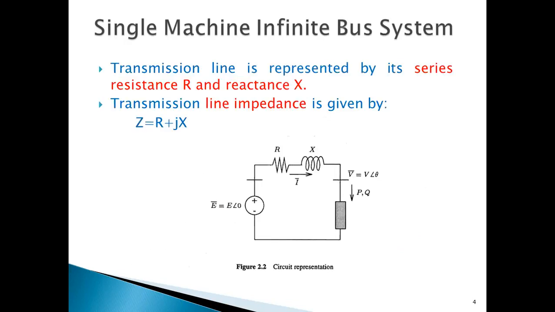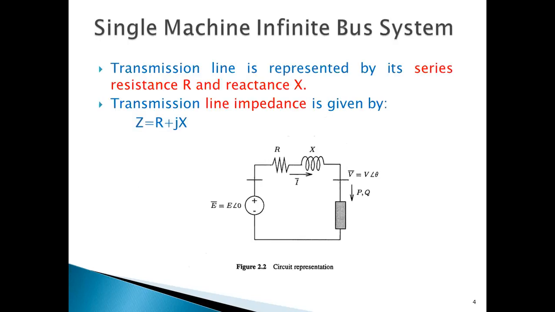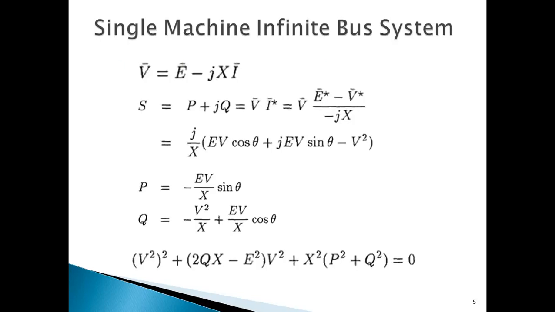Let me explain clearly the derivation of voltage in terms of P and Q. We are aware that Z is equal to R plus jX. There are a lot of assumptions. One of the assumptions is that R is negligible when compared to X, as the X value is high when compared to R. So R is neglected in that equation.